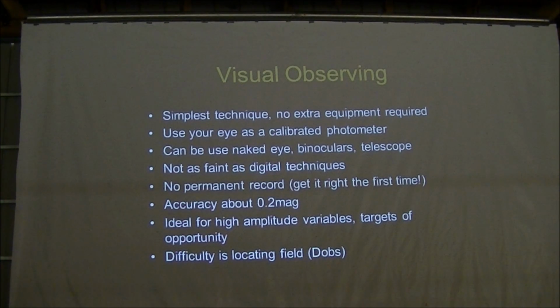Another one is that it's not a permanent record. It's not a picture that you've taken that you can pull up on your screen tomorrow or 2 weeks from now. You're making the estimate in real time, recorded in a book or something like that. And if you made a mistake, you transpose digits or whatever, you can never go back and figure out what you did wrong. So that's one of the drawbacks of visual observing, but it's only a small drawback.